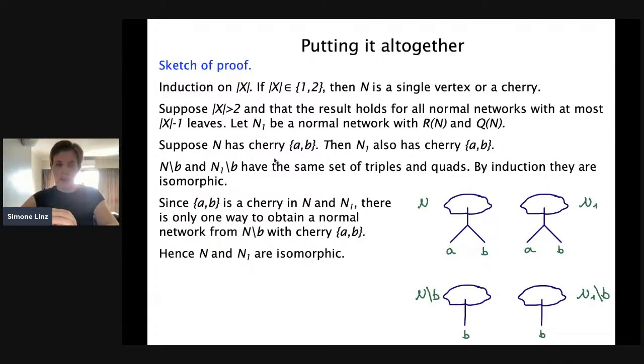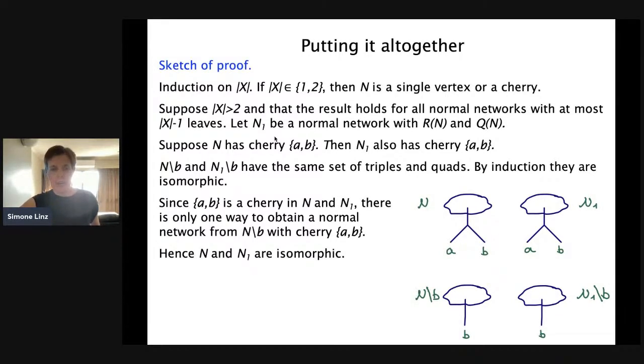And to get the induction going, we know that there's either a cherry or a reticulated cherry. So I'll talk you through the cherry case, because as you can guess by now, this is the easier case. So say N has a cherry AB. Now, because N1 has the same set of triplets and quads, by the recognizing conditions of how we recognize a cherry, we know that N1 also has this cherry. So both networks, N and N1, have cherry AB.